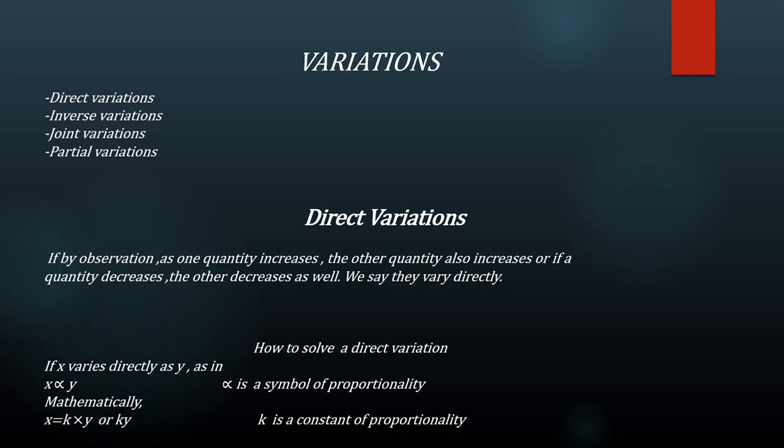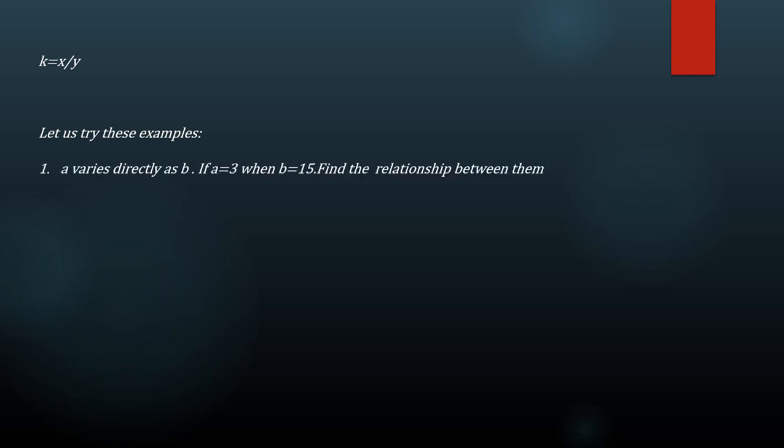So in any form of direct variation, this is how it has always been solved. Let's go into some examples to check some things out. Okay, k equals x over y, as in if you want to make k the subject of the formula. So let's try some examples. The first example we have here is: a varies directly as b. If a equals 3 when b is 15, find the relationship between them.